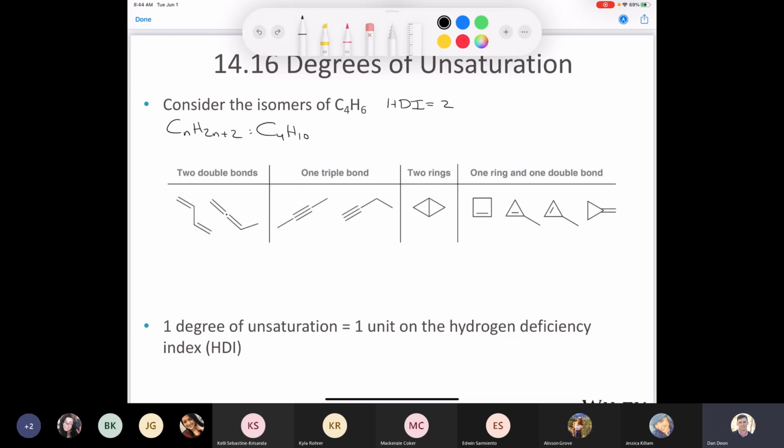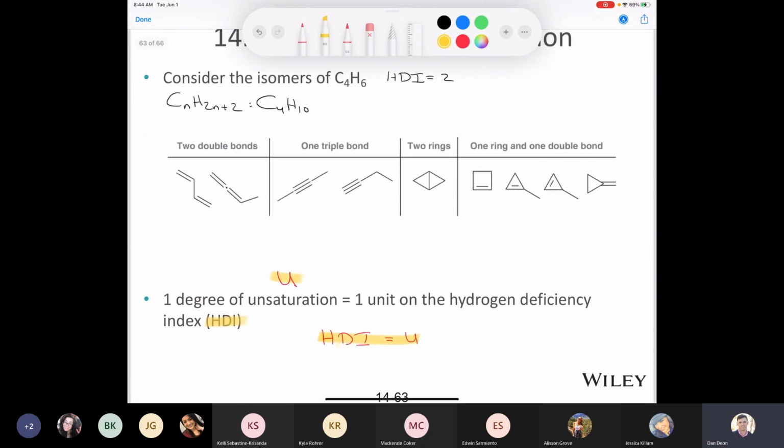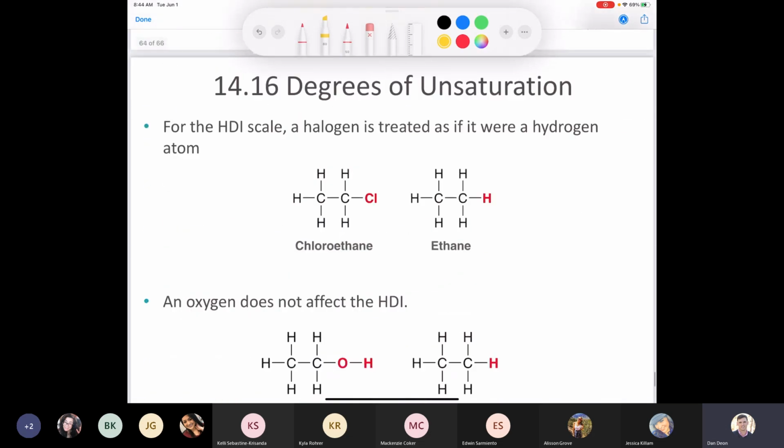So again, 1 degree of unsaturation, which we sometimes call U, and I'm not sure what Mr. Geiger uses. If you're taking the lab, he might use U, he might use HDI. They're both common, and they mean the exact same thing. I'll even write it here for you if you don't believe me. HDI is equal to U. They mean the exact same thing, okay? Every degree of unsaturation, again, is equal to 1 unit on that hydrogen deficiency index. So if you're wondering, is there a formula that I could use to calculate this? The answer is absolutely there is, and I'll show it to you in a second.